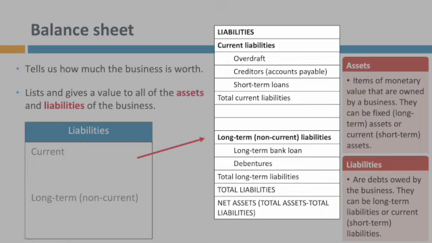Because you're just adding up all the types of liabilities. And the last thing here is actually not going to be a sum. It's going to be a difference. It's called net assets. Net assets is going to be calculated as total assets minus total liabilities. And what does it tell you?